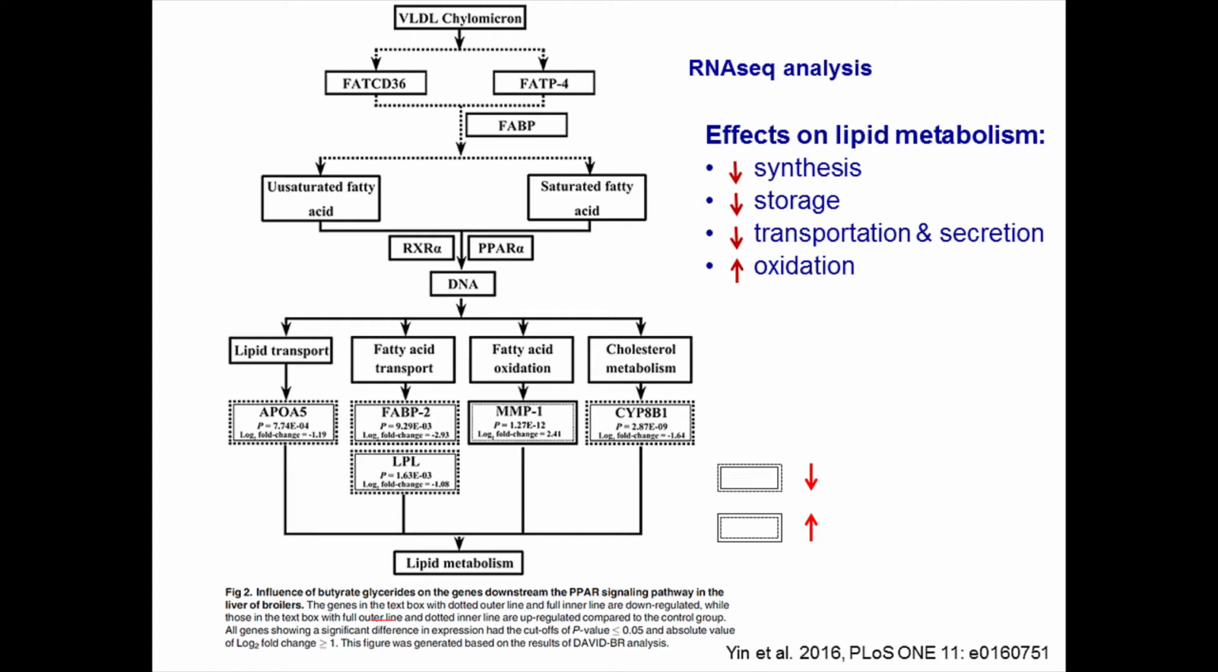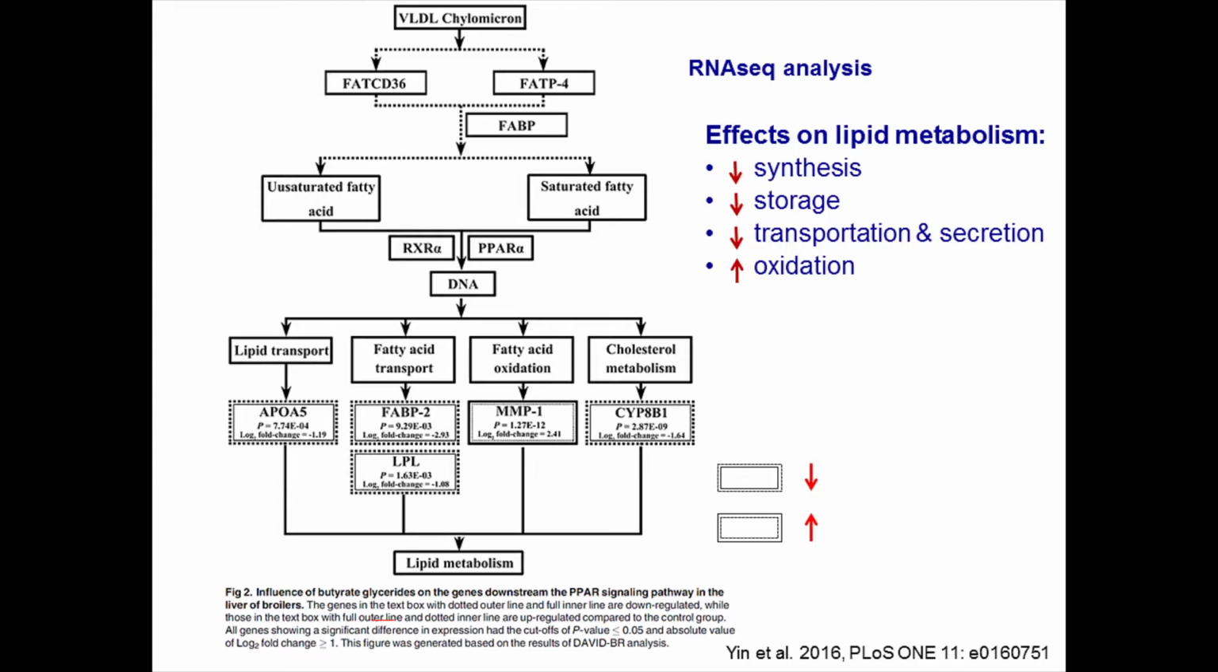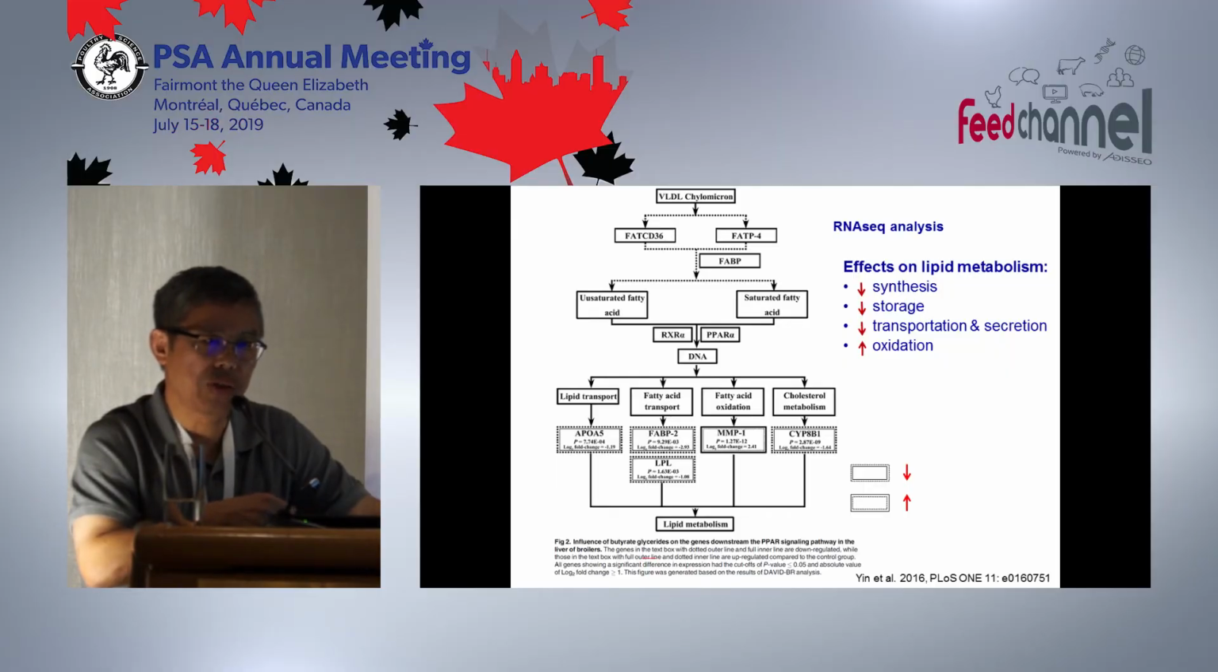We did the RNA-seq analysis, and we found one of the major signal pathways is PPAR, which responds to lipid metabolism. Some key points were downregulated, as indicated by those squares. The ones with dotted lines outside are downregulated, with a solid outside is upregulated. So the conclusion is that the effect of butyrate on lipid metabolism is to downregulate lipid synthesis, lipid storage, and lipid transportation and secretion. Interestingly, the oxidation of lipids and fatty acids also increased. So this put together is a nice story and fits what we observed.